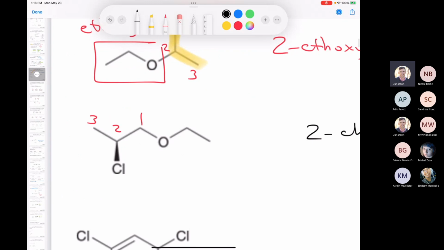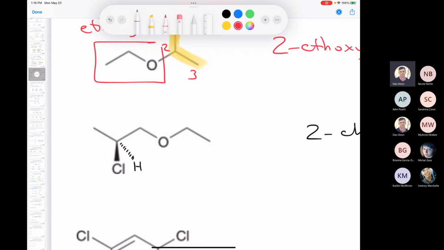Could anybody tell me, is this stereocenter R or S? I'm sure somebody figured it out while I was talking. I think I have an idea what it is. Could anybody assign the stereochemical configuration to that stereocenter? Would that be R or S? Is it R? Let's take a look here.